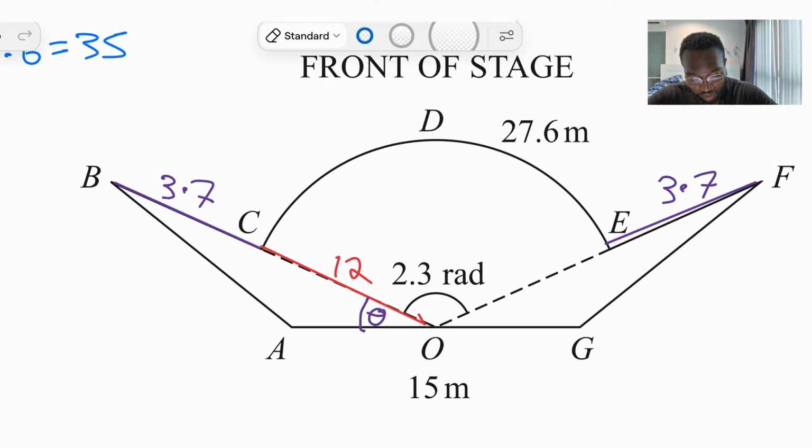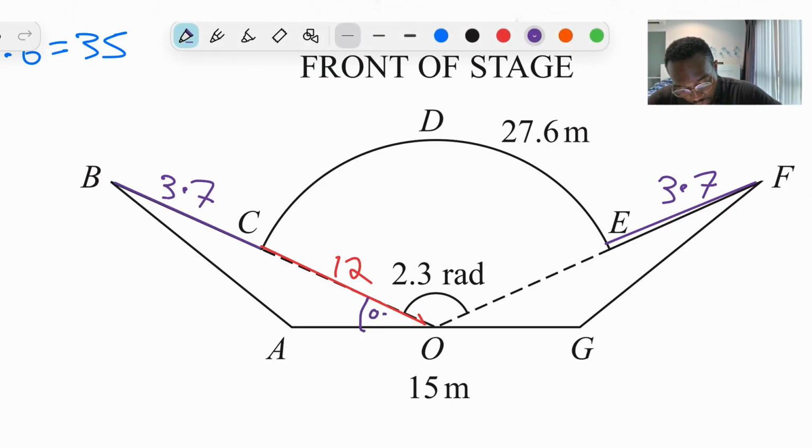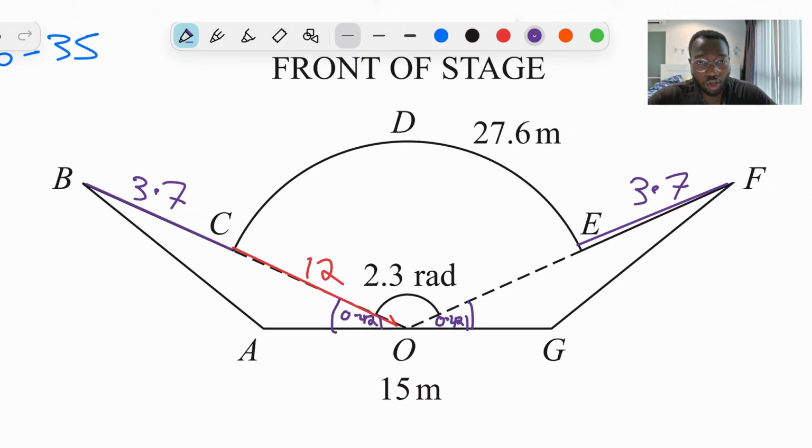We know that this triangle here is going to be 0.421. We also know that this will also be 0.421. So work that out. What else do we know about this triangle which we can use to help us work it out? Well, we actually know one other thing. We know that O is like the center. If O is the center, then it's fairly certain that AO would equal OG.